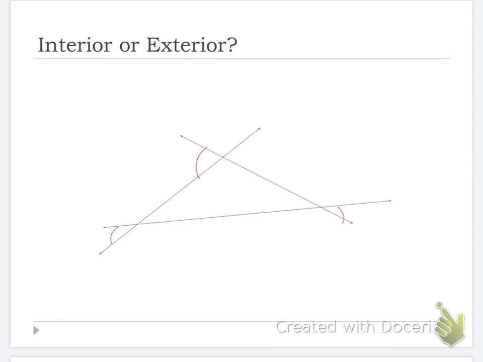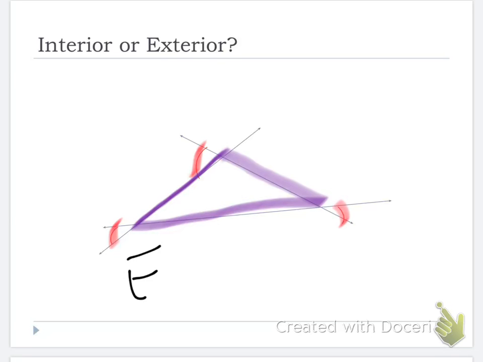Okay, so here, same thing, we have to figure out if we have an interior or an exterior angle. The easiest thing for me is to map out once again where our triangle is. If we see our triangle is here, the angles are all found outside of that purple triangle. So here, once again, these would also be exterior angles.